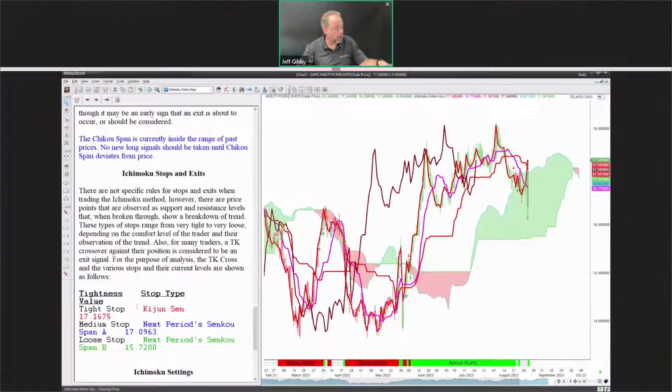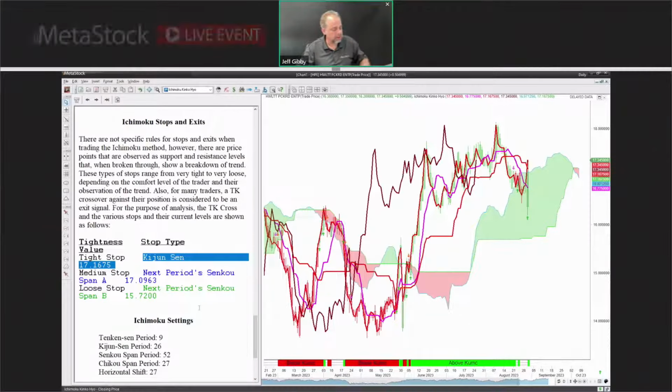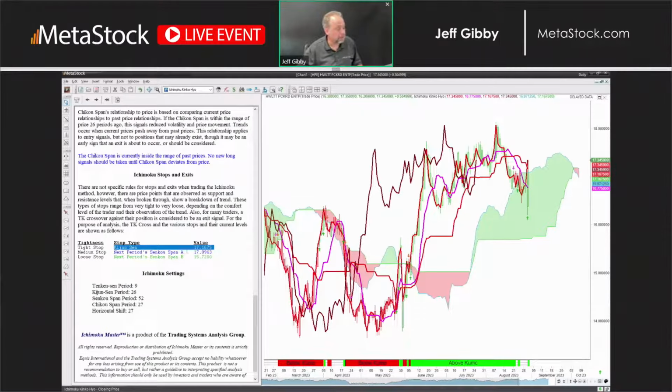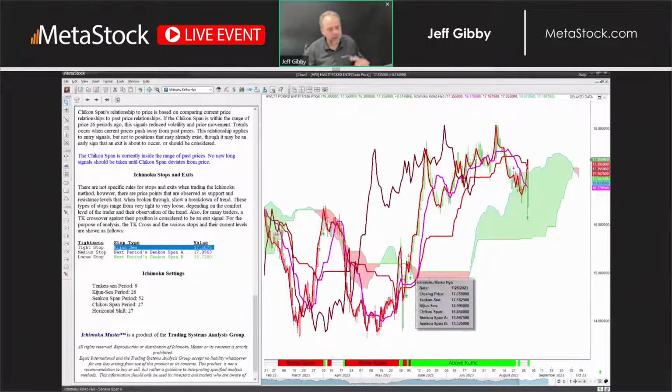You might also, if you wanted a tight stop, use the Kijun. If we're in a position, it gives us three stop values: a tight one based on the Kijun, a medium stop based on the Senkou Span A, and a loose stop based on the Senkou Span B. Now, these might change if we're in a red cloud, where the Senkou Span B is below the Senkou Span A, but those are some different proposed exit points.